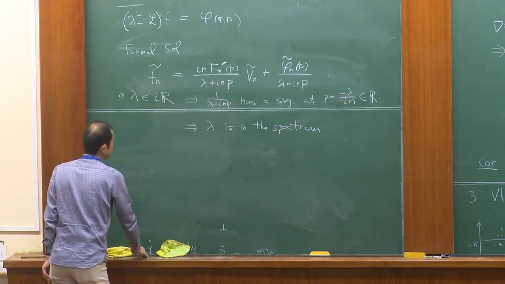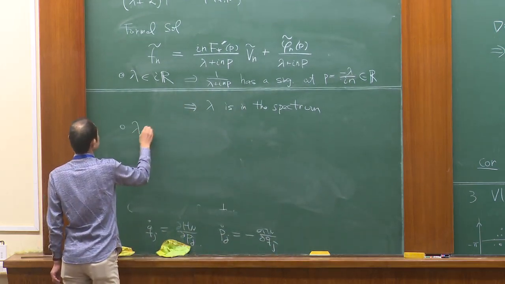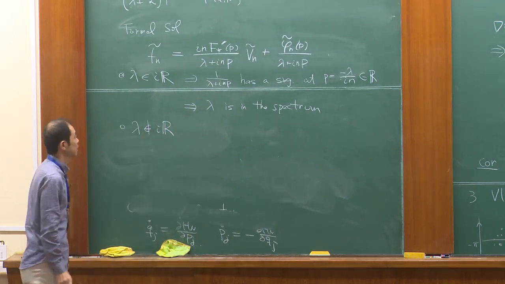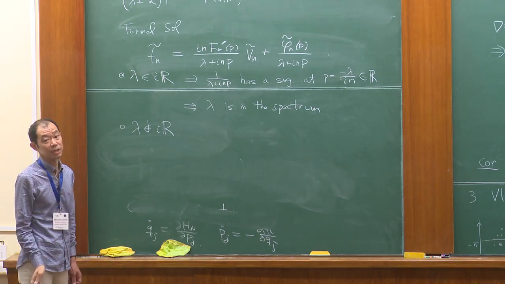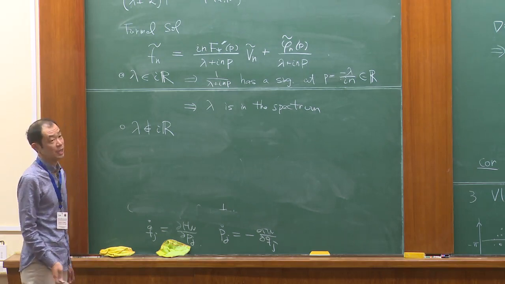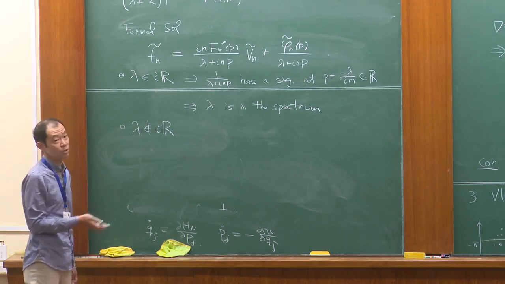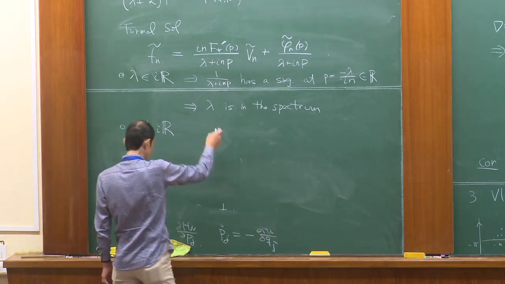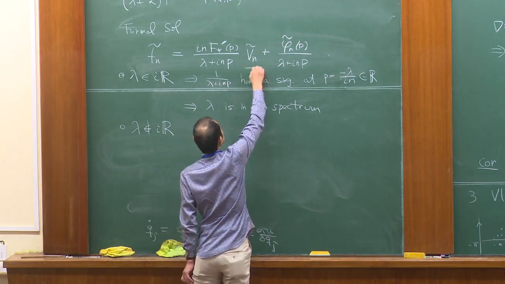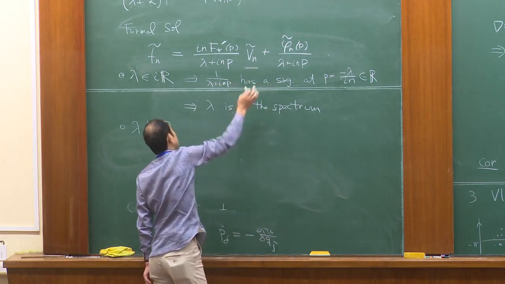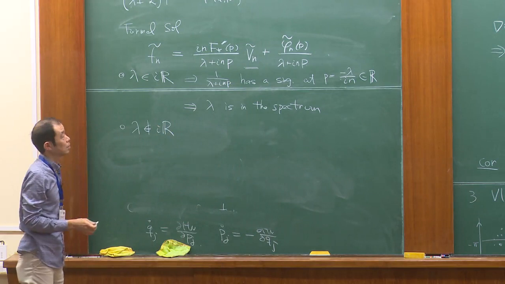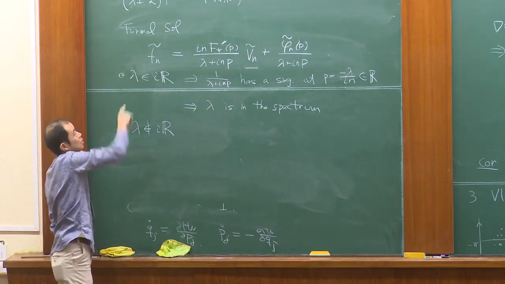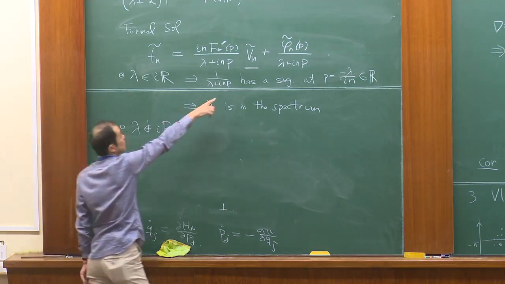And then, how about lambda not in iR? In this case, there is no singularity in the formal solution. So it seems good, but it's not true. Because we have to know this scalar value to solve the equation. So what is the value of this one?